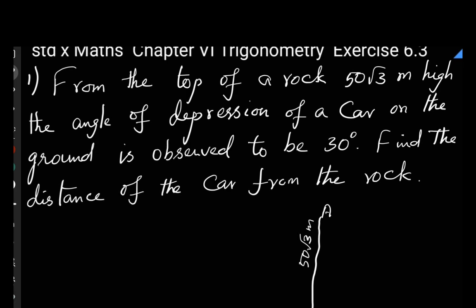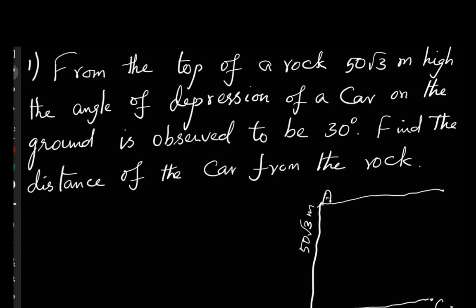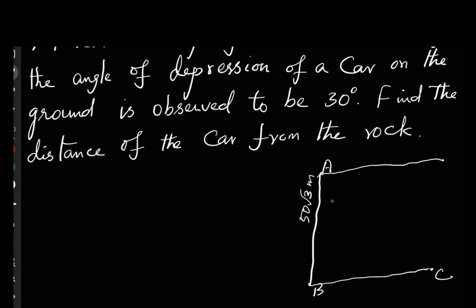From the top of a rock, the person is standing at the top of the rock. So his normal sight is this. He is looking at the car C, that is the angle of depression. He has to bend his head. So angle of depression is equal to 30. When the person is at the top, you have to draw the normal sight, that is the line parallel to the ground. So his angle of depression is 30 degree.